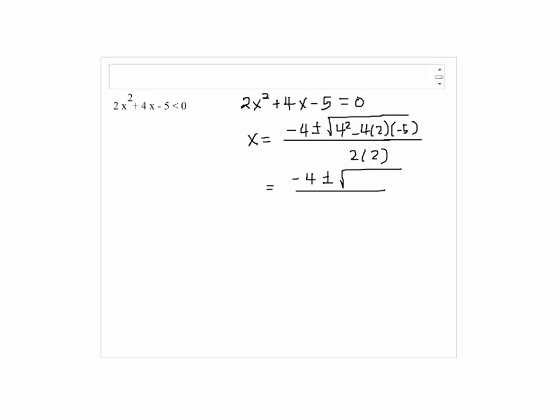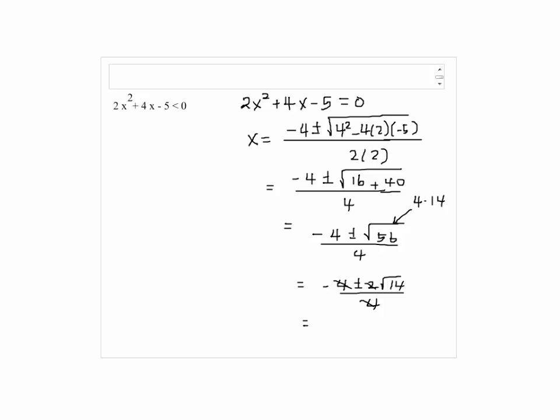So it will be negative 4 plus or minus the square root of 16 plus 40, over 4. So it will be negative 4 plus or minus the square root of 56 over 4. 56 could be written as 4 times 14. So negative 4 plus or minus 2 radical 14 over 4. By reducing, we have negative 2 plus or minus radical 14 over 4.